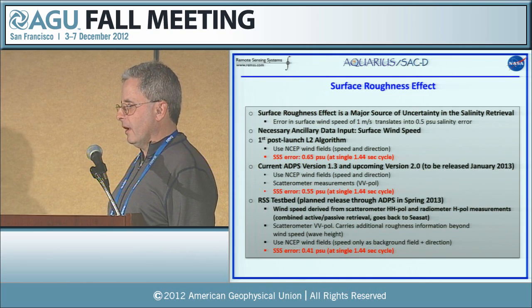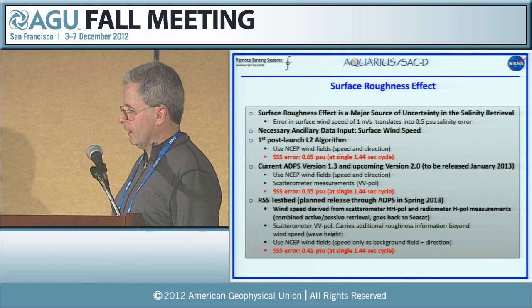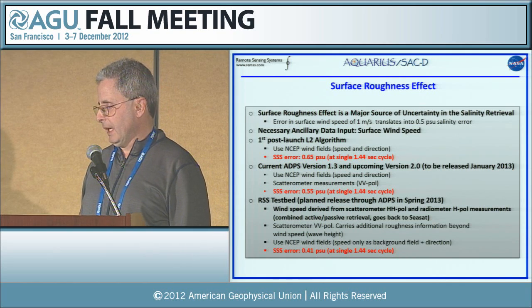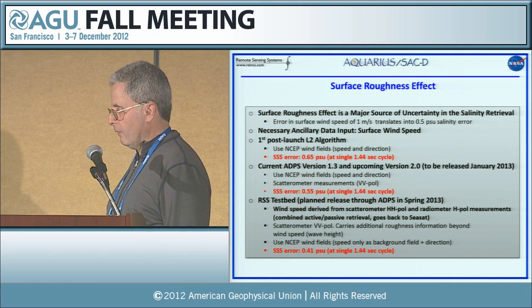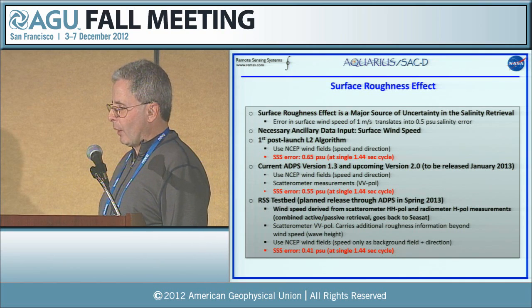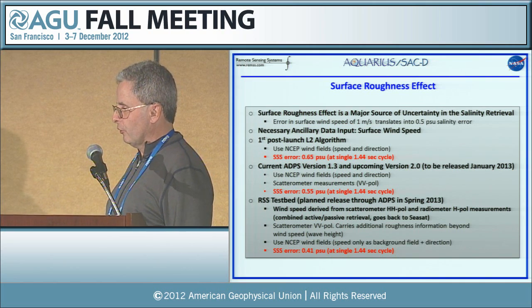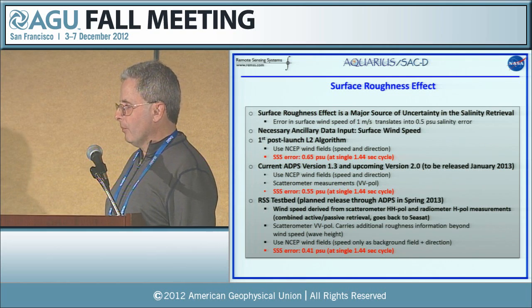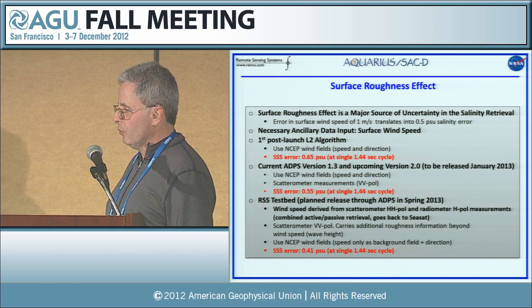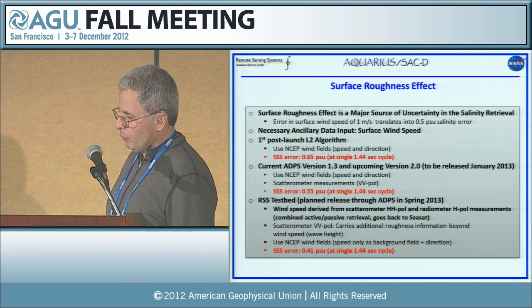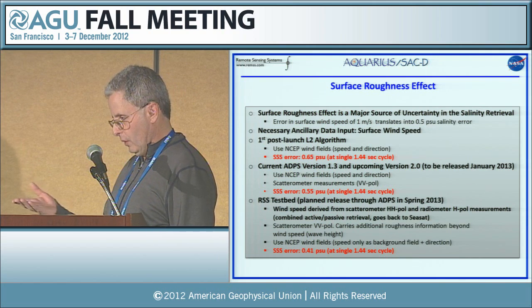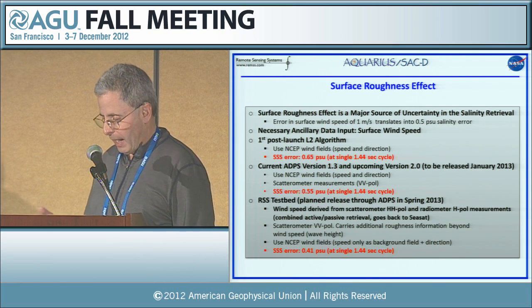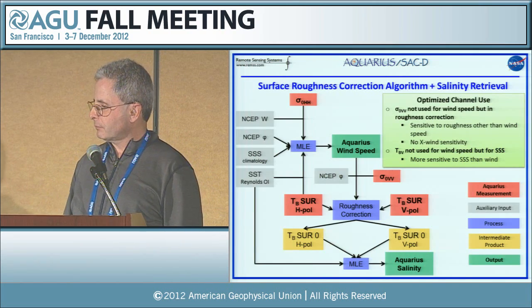In addition to the VV-pole scatterometer, which has information on roughness beyond wind speed, something like wave height, for example. Now, the red lines show you the errors associated with that. In the first version, if you compare with a HYCOM salinity field, it's about 0.65 PSU at a single cycle. It's now reduced to a little bit more than 0.5 PSU, and in that testbed version, we get down to about 0.41 PSU by utilizing the scatterometer.